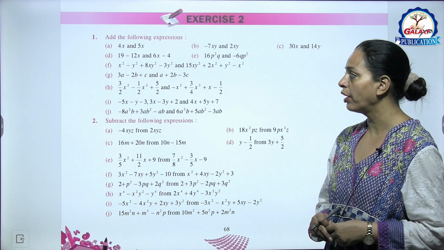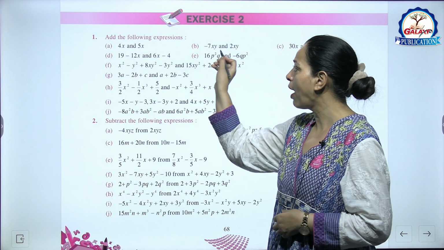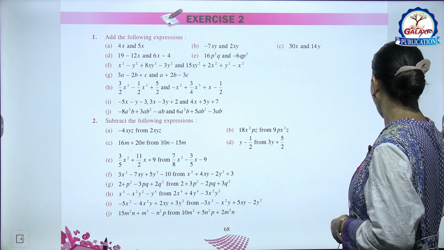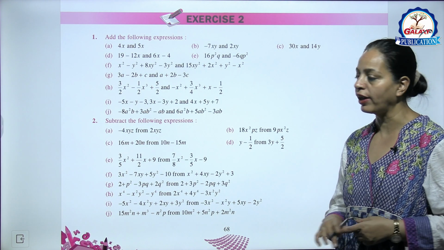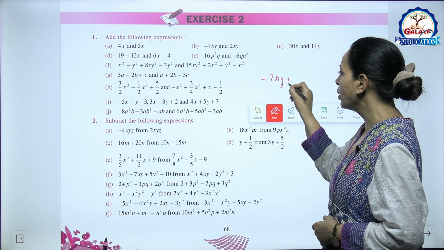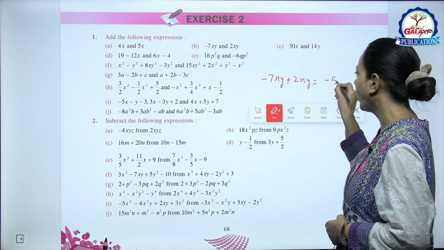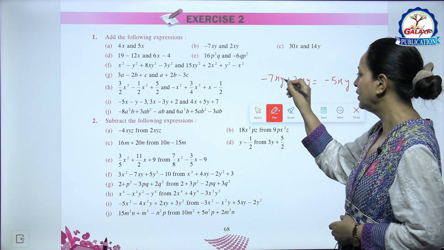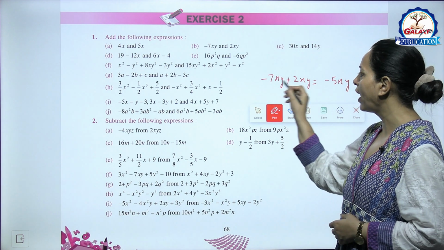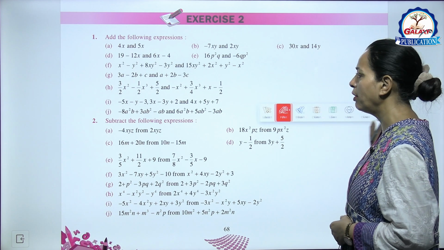See question number 1, add the following expressions. Like here B part, minus 7xy and 2xy. So what will you do? Minus 7xy plus 2xy. So what will you get? Minus 5xy. These are like terms, so we can add the coefficients, right? So similarly you can try remaining parts.